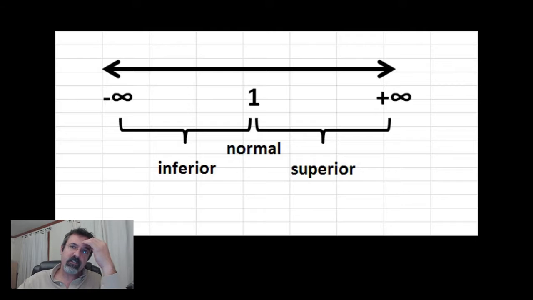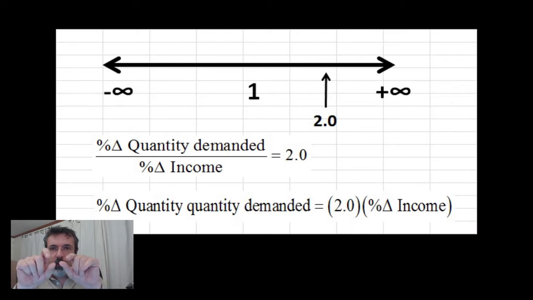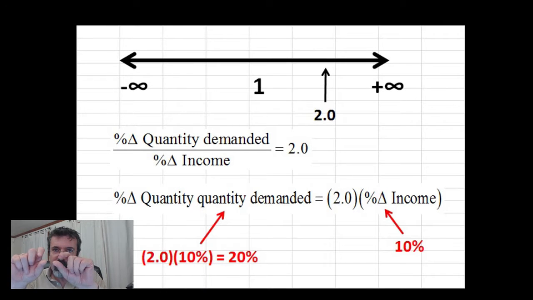Now here's what this means. Let's suppose, for example, that your income elasticity we calculate to be 2.0. So here's 2.0 on the chart. And my income elasticity equation, if I multiply both sides by percentage change in income, I get this formula you see here. The percentage change in the quantity demanded is 2.0, my income elasticity, times the percentage change in income. Now let's suppose your income rises by 10%. So I plug in 10% for the percentage change in income. 10% times 2.0 gives me 20% as the percentage change in quantity demanded.